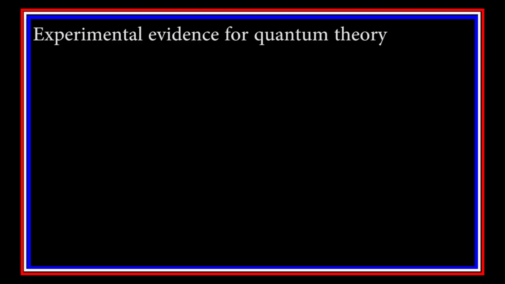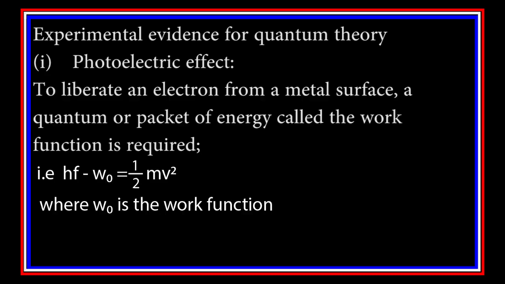Experimental evidence for quantum theory. 1. Photoelectric effect. To liberate an electron from a metal surface, a quantum or a packet of energy called the work function is required, i.e. hf minus W naught is equal to a half mv squared, where W naught is the work function.